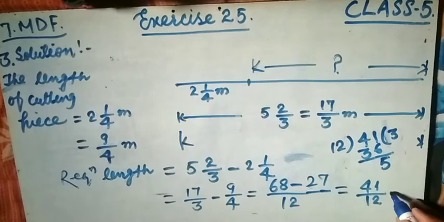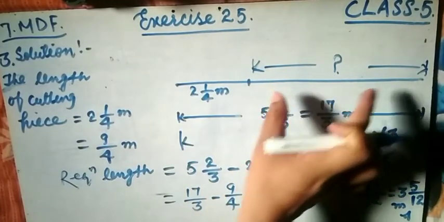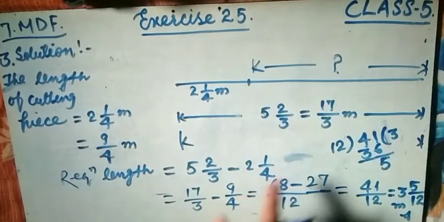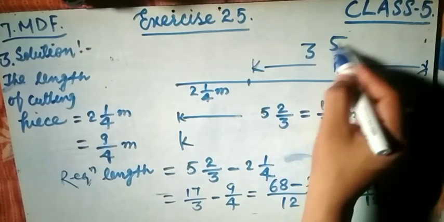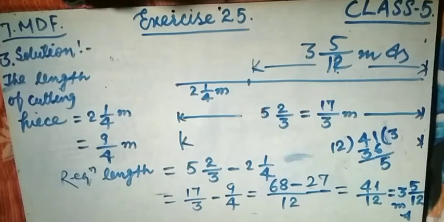Now this can be written as 5 up and 12 downwards as it is, and here is 3 meter. This is your answer. It means the length of the remaining piece of the rope is 3 and 5 by 12 meter. This is your answer. I hope you will understand.